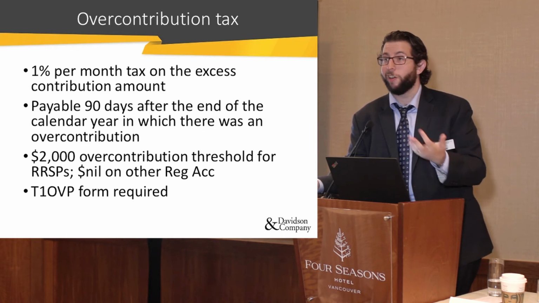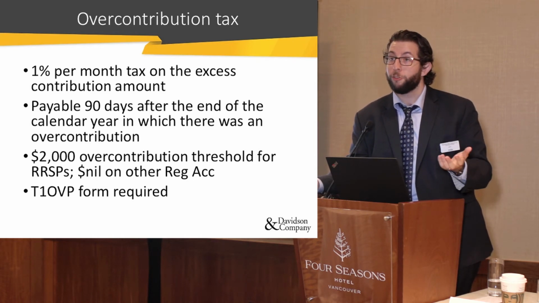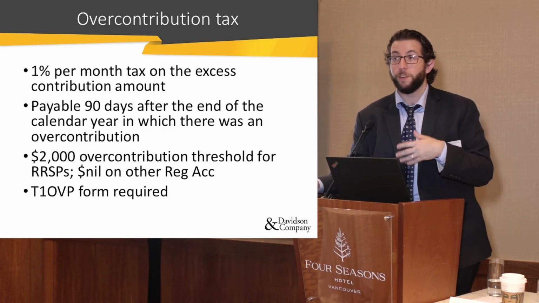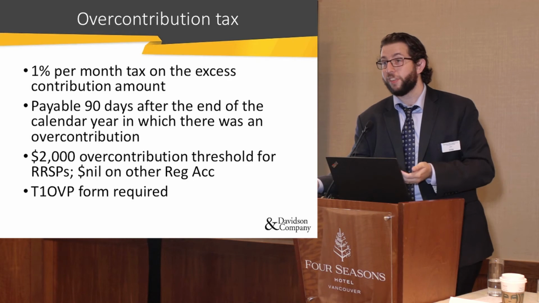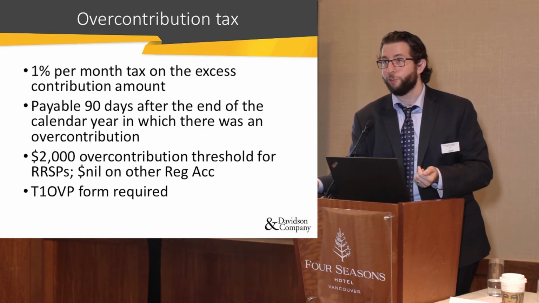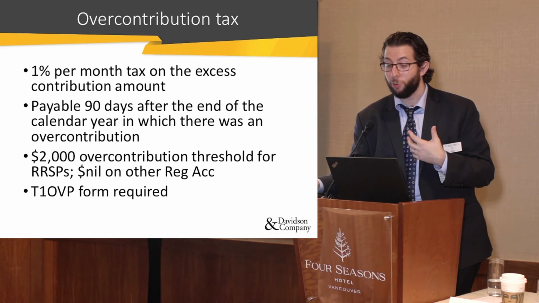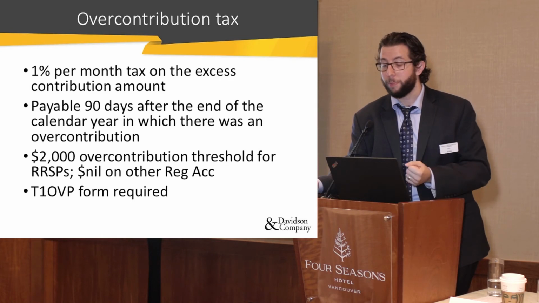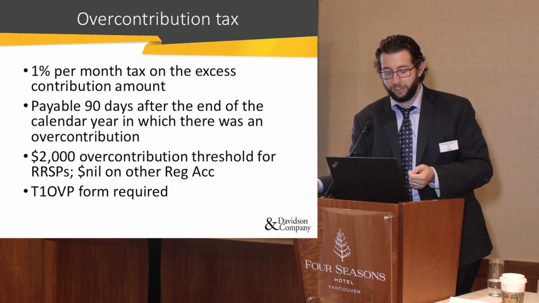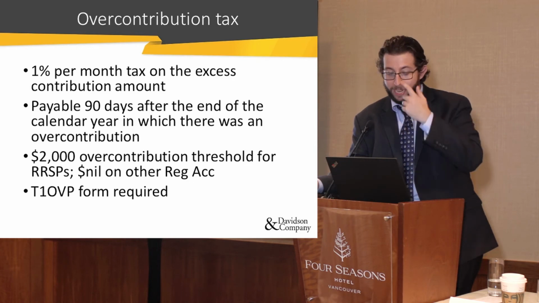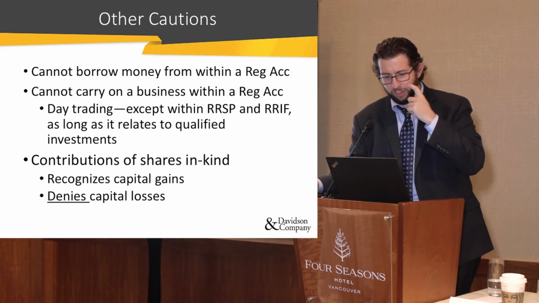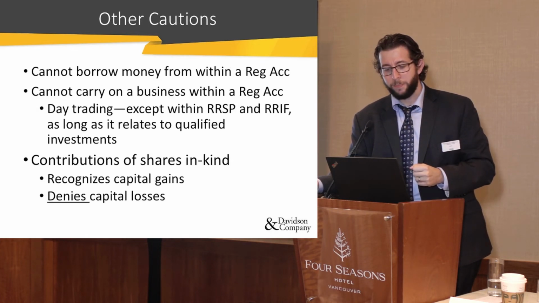As many of you are aware, RRSPs do have an overcontribution threshold of $2,000 as a grace room. But the important thing to note is none of the other registered accounts have that. So if you're $50 over on your TFSA contribution limit, you are subject to an overcontribution tax on that. There's no leeway given. So for that reason, it's very important to know what your contribution limits are. And of course you have to file this extra tax return, the T1 OVP, to report your tax liability to CRA.